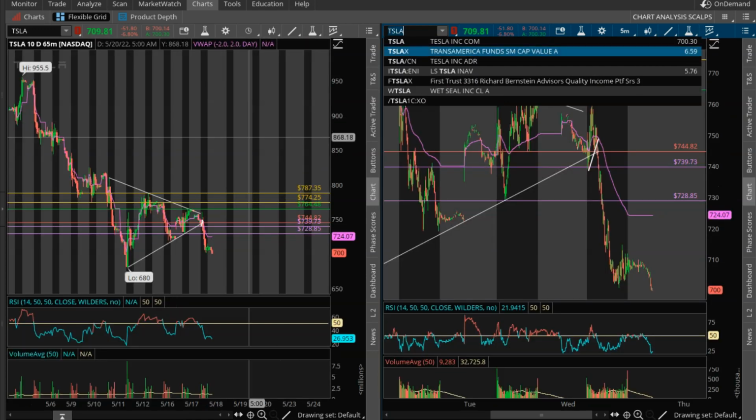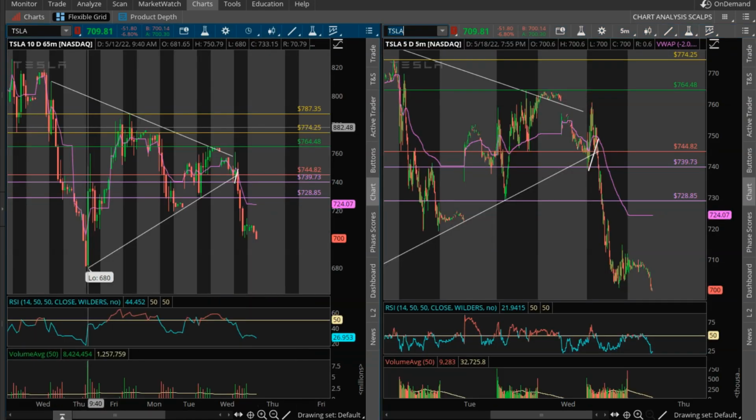And first, let's go to the 65 minute and I'll show you guys what I saw. So here we had this flag or this wedge. Price action was getting tight in this area. And for the upside targets, I wanted to see this 764.48 clear. This would have been above the DTL. And then we would have been targeting this 774.25 and this 787.35. So that was the bull case. Those were the call levels and the targets in the watch list.